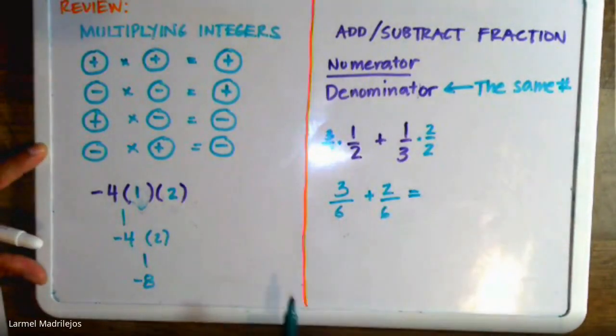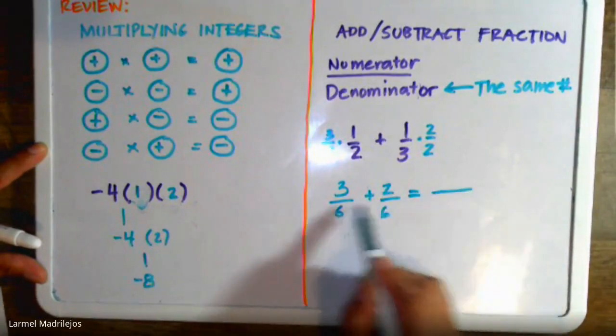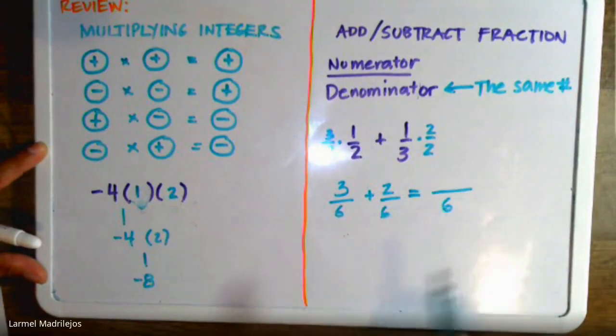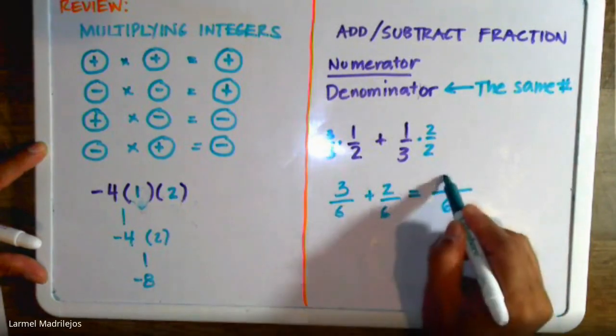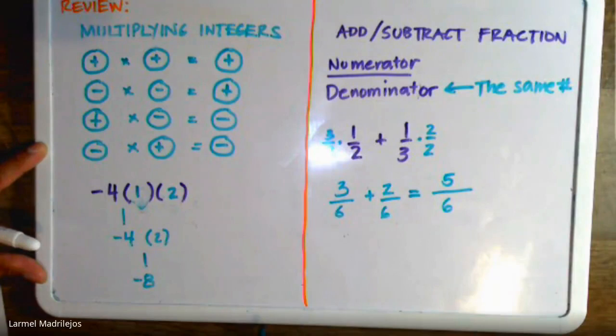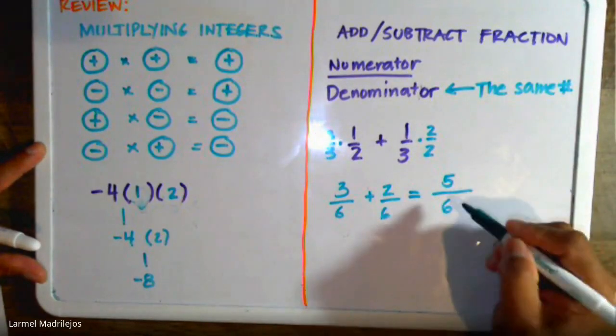Let's continue. So they have a common denominator. I don't need to touch the denominator. The denominator will be 6. I'm going to add 3 plus 2, 5 over 6. Can I simplify? I don't think so. That's the final answer.